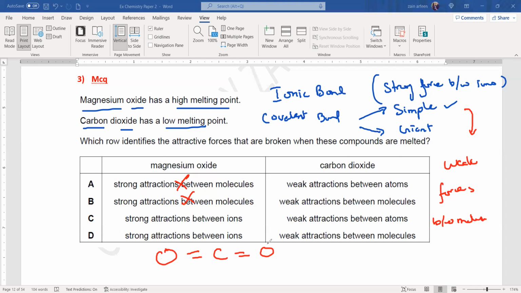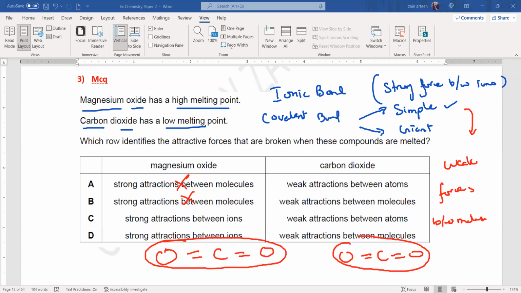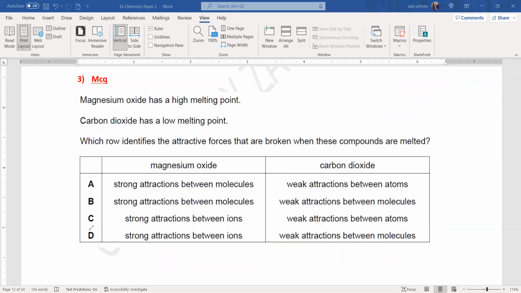But between the molecules, the force is weak. Like this is one molecule of carbon dioxide, this is another molecule of carbon dioxide. So between these two molecules, the force is very weak. But within the molecule, between the atoms, that bond is very strong. So which one does it match with? There is a weak force between the molecules and strong force between the ions. So it matches with option D.